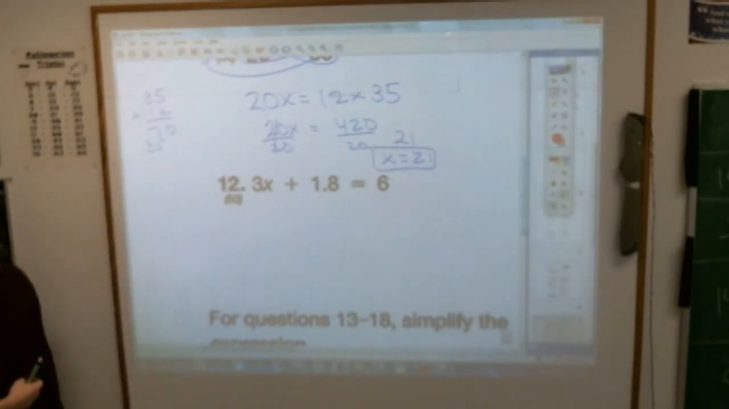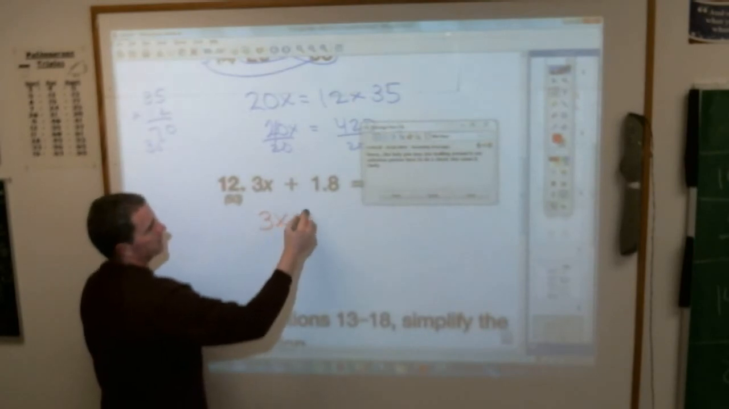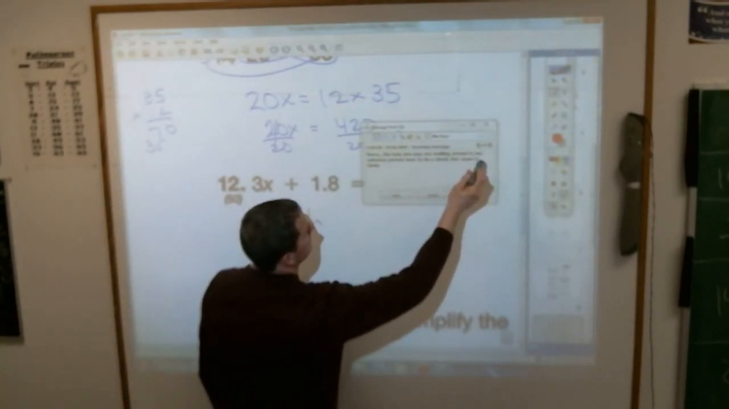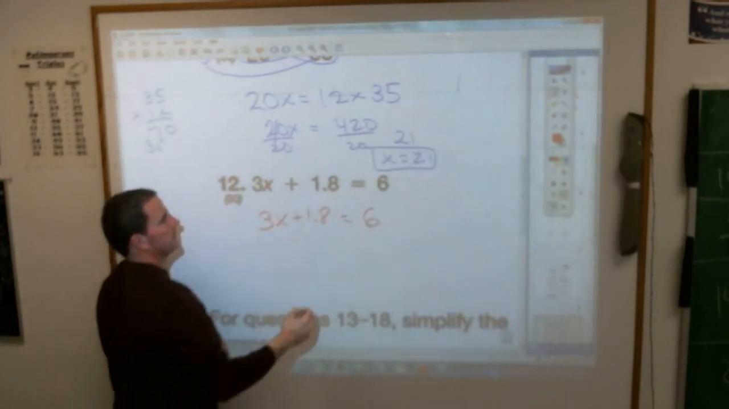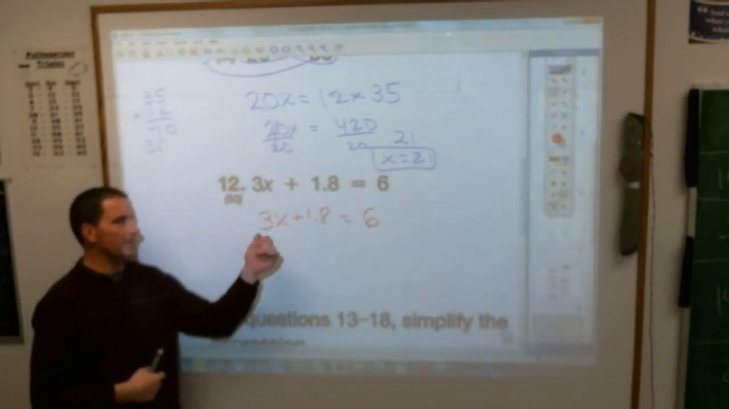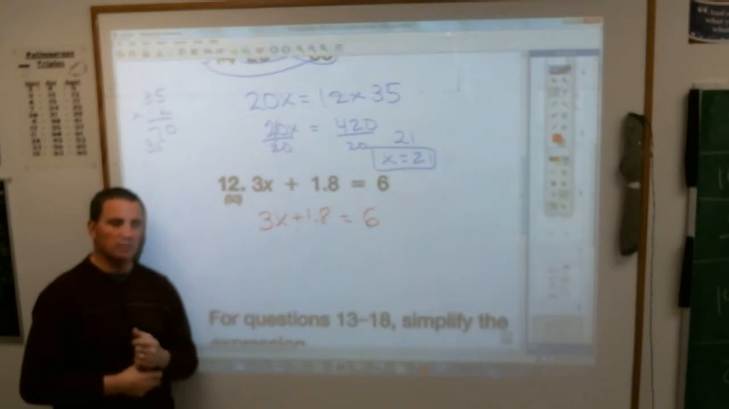3x plus 1.8 equals 6. Remember, your goal with equations is to get the letter x by itself, so you have to get rid of this 3 and get rid of that 1.8, and I have to do it in the right order because it won't work any other way.